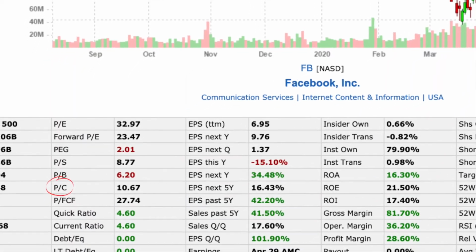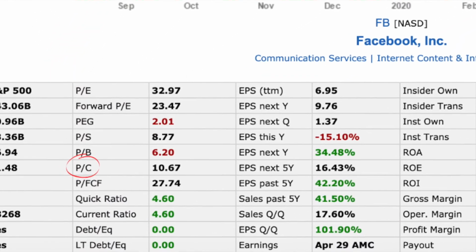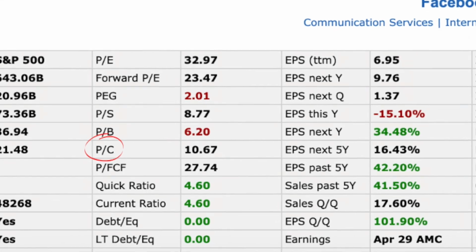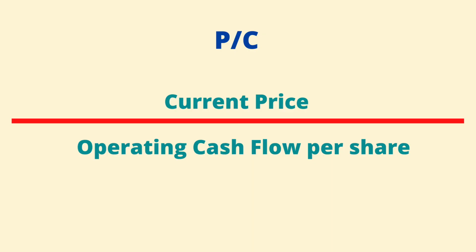P to C is price to cash per share. This focuses on the company's current price relative to its operating cash flow per share. The formula is price divided by operating cash flow per share, where P is the current market price and operating cash flow is the money coming in from operations, so that's the amount the company is making from operations. Some investors favor this metric more than the PE ratio because it only focuses on cash flow.